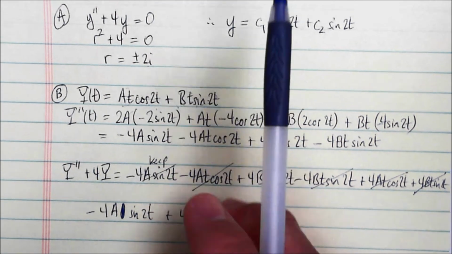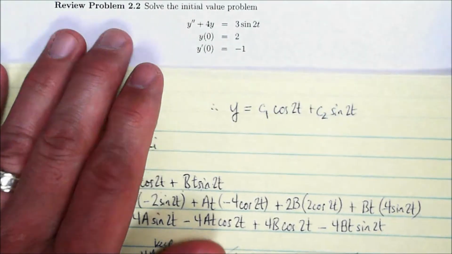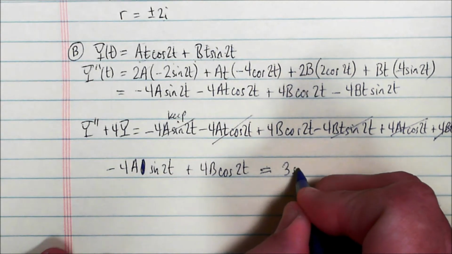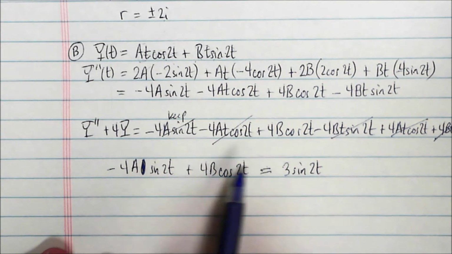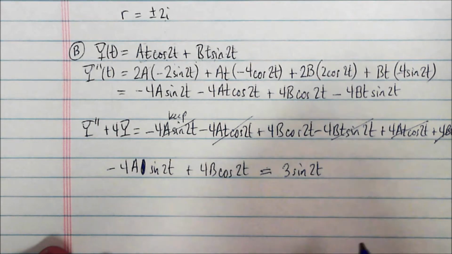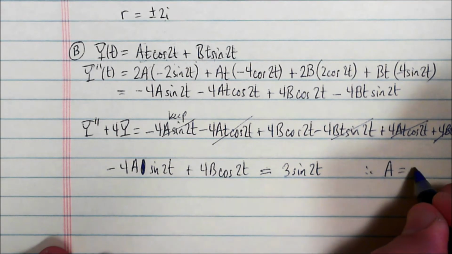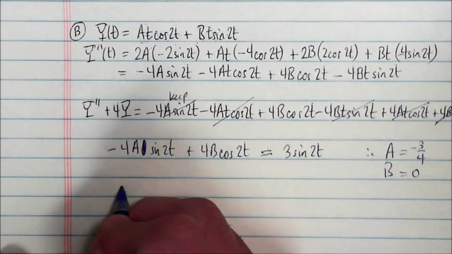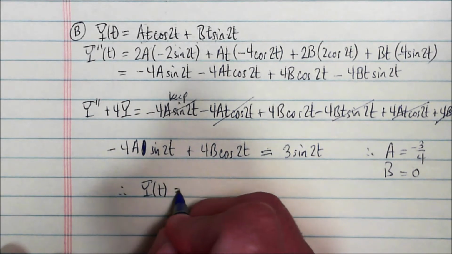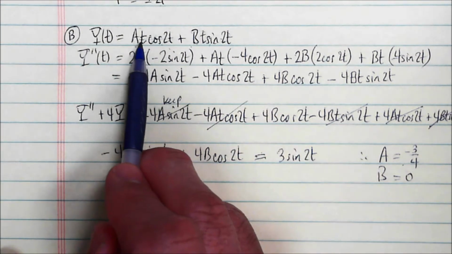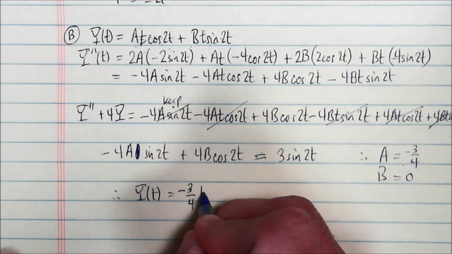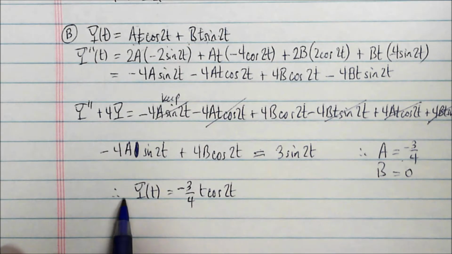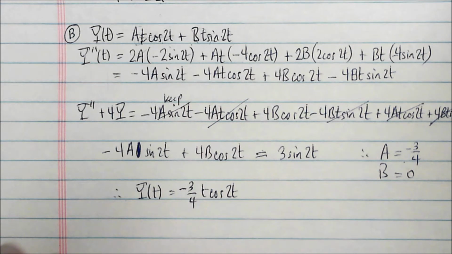That is supposed to be equal to the right-hand side, which was 3 sine 2t. So I have to match up the constituent parts. Clearly I get that a is equal to negative 3/4 and b is equal to 0. And so that gives me a particular solution of, remember the a goes here, so negative 3/4 t cosine 2t, and then b is 0, so this term goes away, and there is my particular solution.